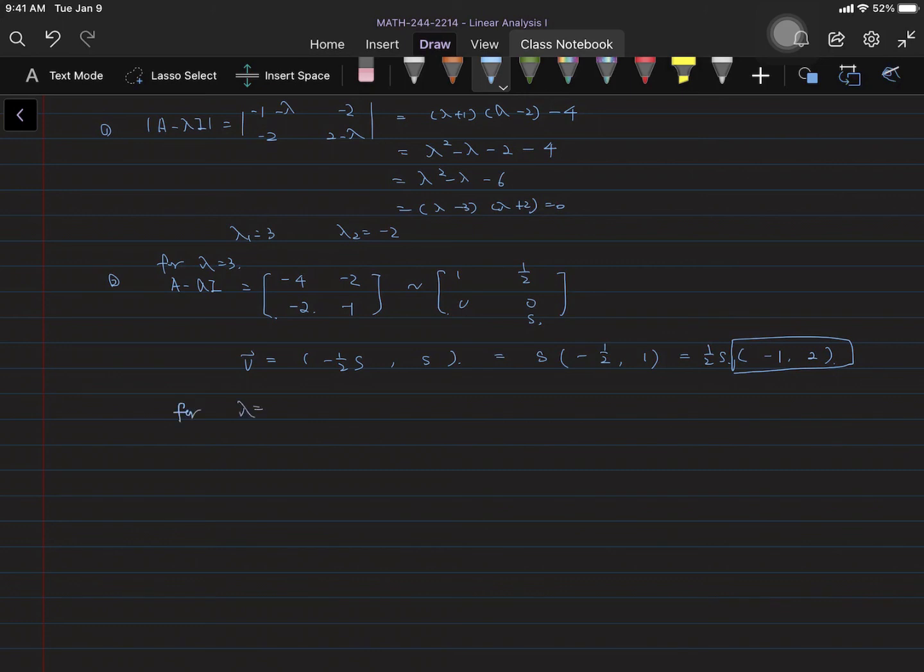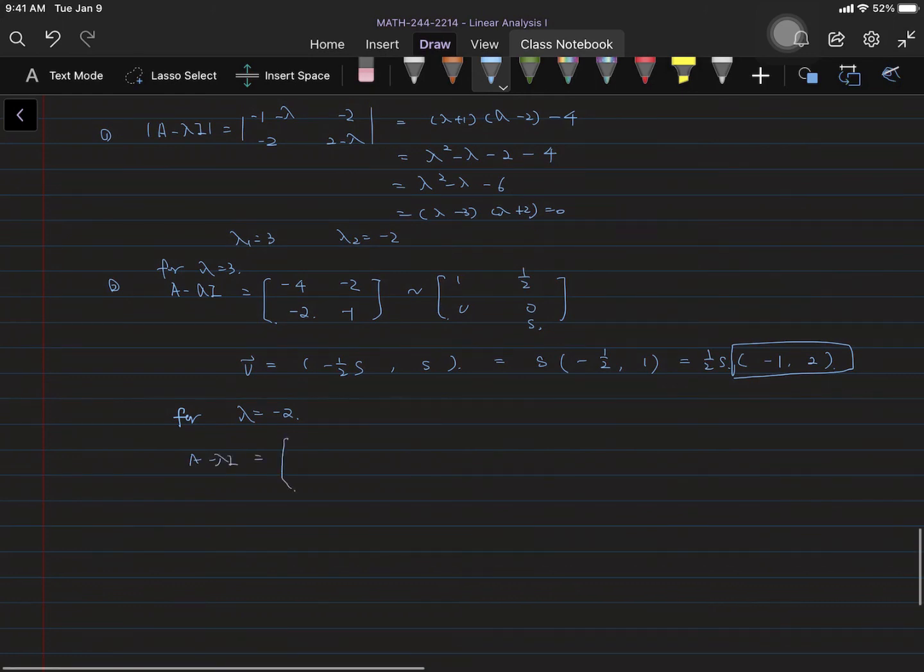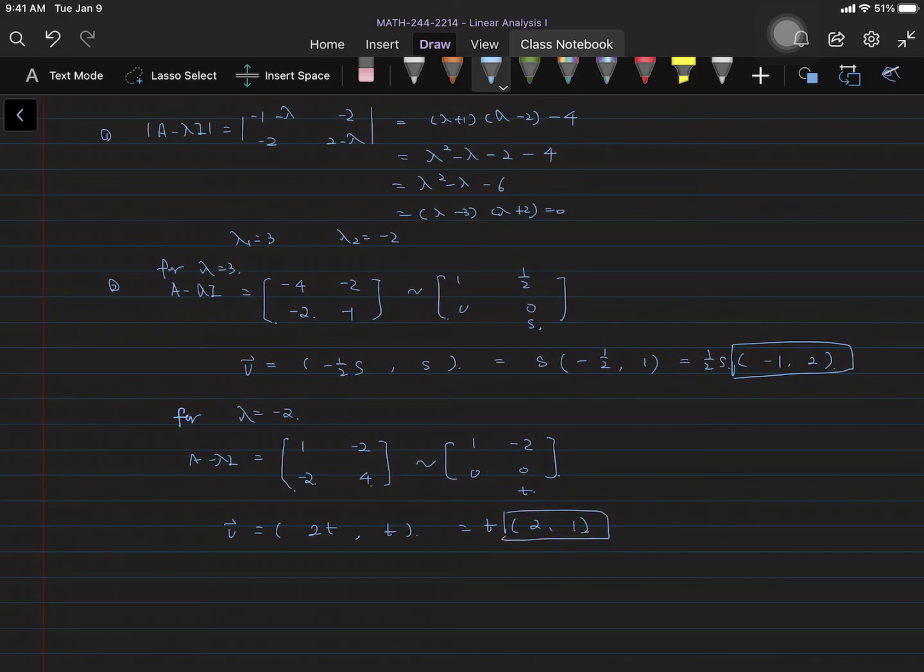Next, for lambda equals -2, find the eigenvector. -1 minus -2, so -1 plus 2, 1, -2. Negative 2. 2 minus negative 2 should be 4. 1, negative 2, 0, 0. And the eigenvector should be, we can make this t, and here should be 2t. Factor t out, so 2, 1. Right, so this is my second eigenvector.